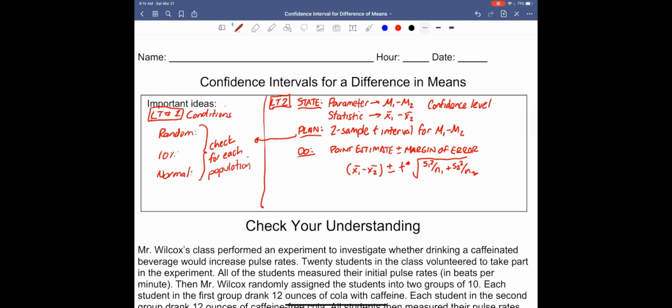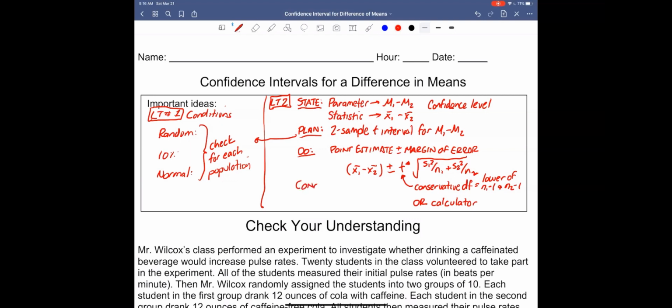Now the other thing we should make note of here is this t star value, which we're going to get from table B. And there are two different ways to approach this. There is the conservative degrees of freedom. And the conservative degrees of freedom, we're going to take the lower of the 2 degrees of freedom. So n1 minus 1 and n2 minus 1, you would take the lower of those two values. Or you can take the degrees of freedom from the calculator.